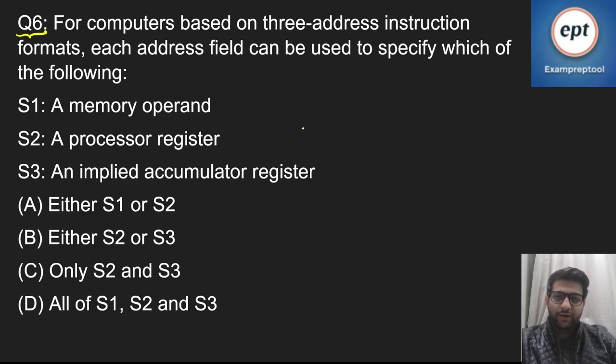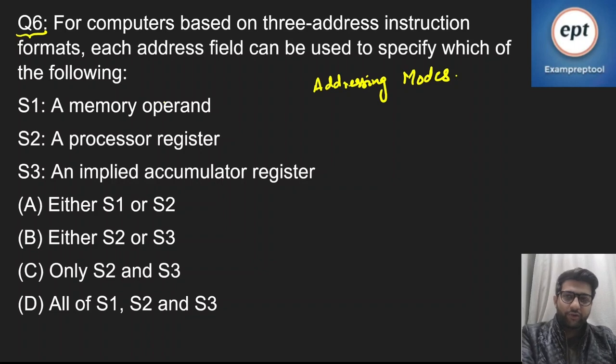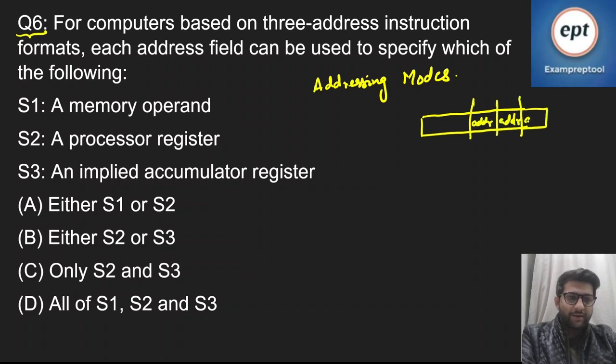right? So this is the question on the addressing modes. So pause this video and try if you are able to solve this particular question. So here it is given that for a computer based on 3 address instruction format, right? So we have 3 address instruction. That means there will be 3 fields for the operand addresses, and we will have an opcode.